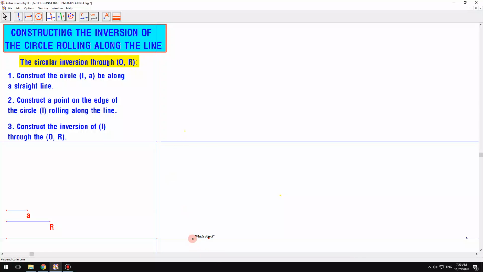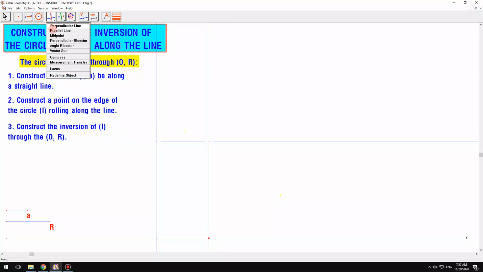Draw the perpendicular line to this vector at this point. Intersection point. We use the compass with the radius segment A at this point and draw the circle with center at this point. Contract is here.